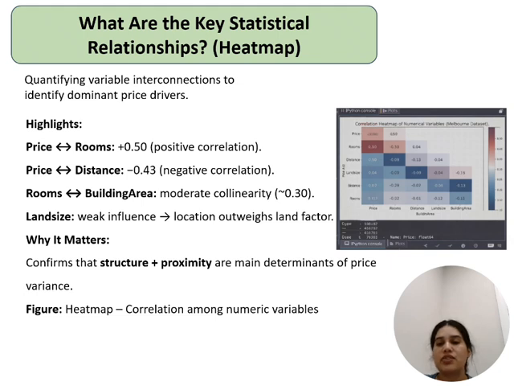Slide 10. Statistical relationships. The correlation heatmap provides a numerical summary of relationships. There is a moderate positive correlation between price and number of rooms, and a negative correlation between price and distance, around 0.43. Room count and building area are also moderately related. These relationships confirm that structure and proximity are the dominant price drivers, not land size alone. This directly supports the spatial economics principles.